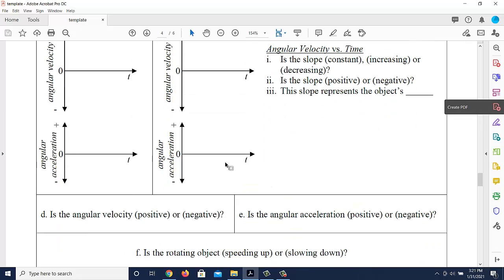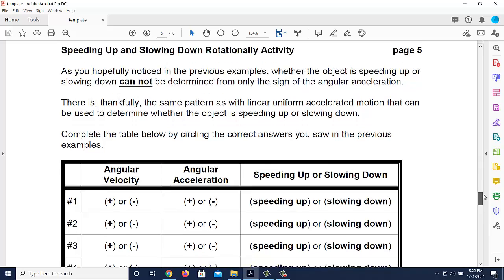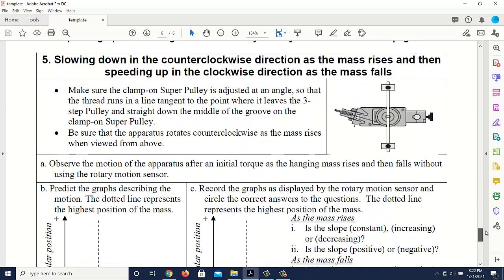Then there's a summary page that I want you to do. The summary page is going to help us understand what a positive or a negative angular acceleration means. We're looking for patterns. And then number 5 is just for fun.